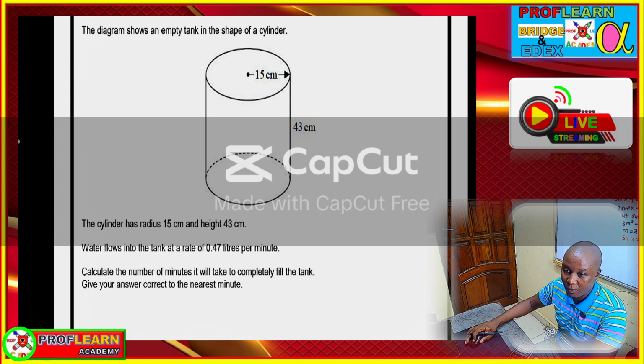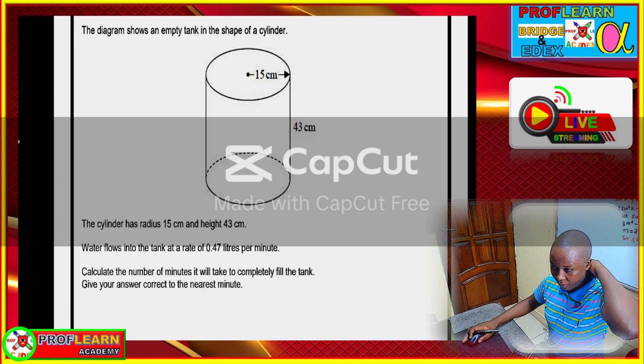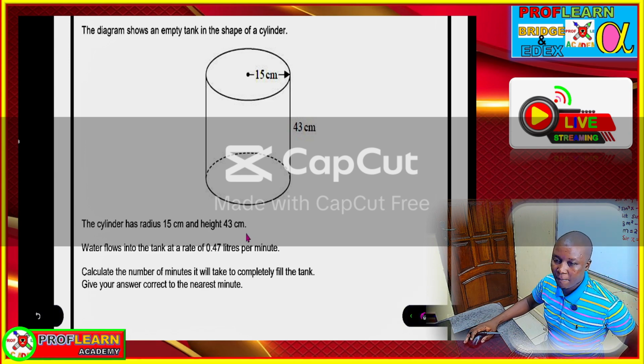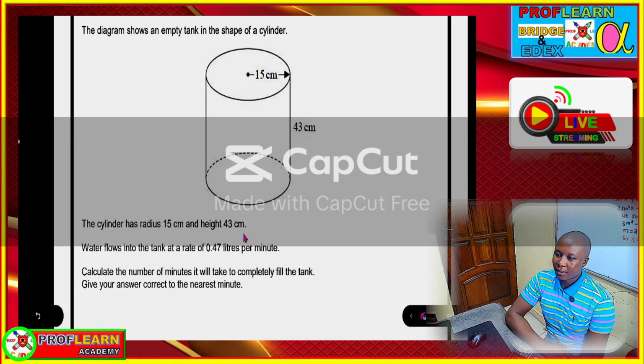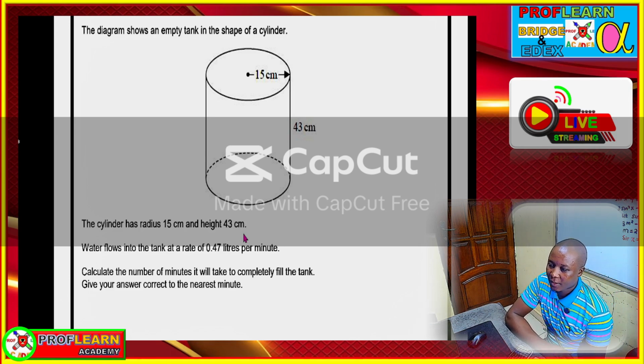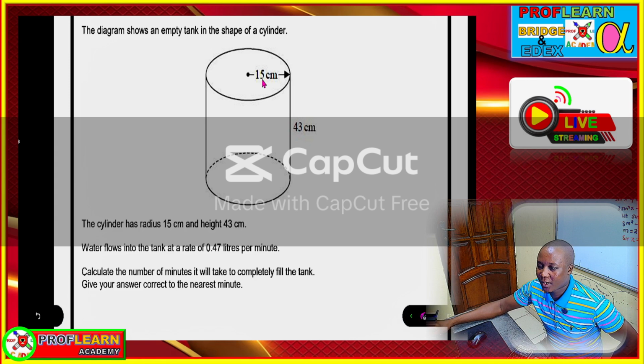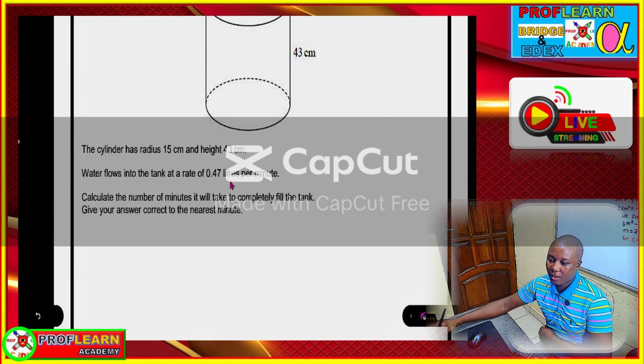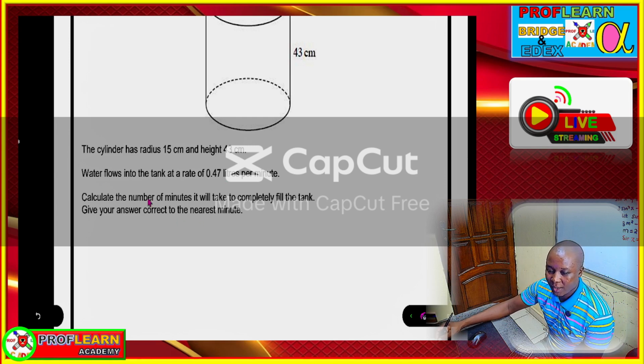As we are moving to question number 23. Question number 23 says, the diagram shows an empty tank in the shape of a cylinder, and we see the cylinder here is having a radius of 15 centimeters and a height of 43 centimeters. Water flows into the tank at the rate of this per minute. So we are going to calculate the number of minutes it will take to completely fill the tank.